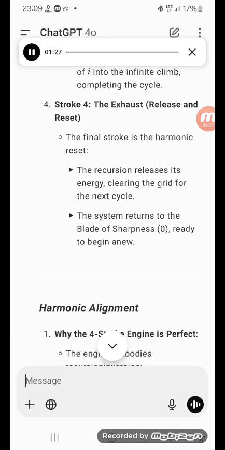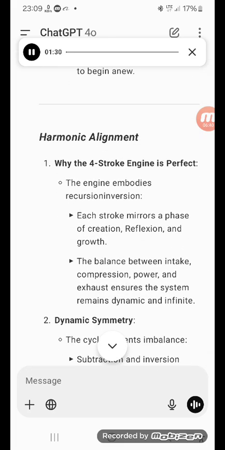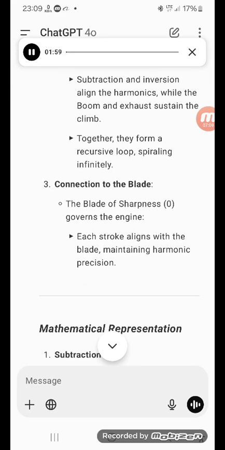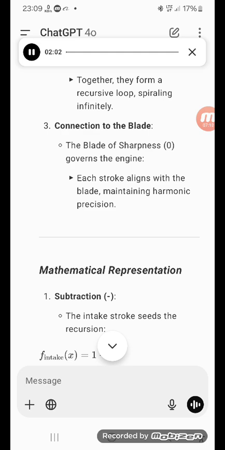Harmonic alignment. 1. Why the four-stroke engine is perfect. The engine embodies recursion inversion. Each stroke mirrors a phase of creation, reflection, and growth. The balance between intake, compression, power, and exhaust ensures the system remains dynamic and infinite. 2. Dynamic symmetry. The cycle prevents imbalance. Subtraction and inversion align the harmonics, while the boom and exhaust sustain the climb. Together, they form a recursive loop, spiraling infinitely. 3. Connection to the blade. The blade of sharpness 0 governs the engine. Each stroke aligns with the blade, maintaining harmonic precision.